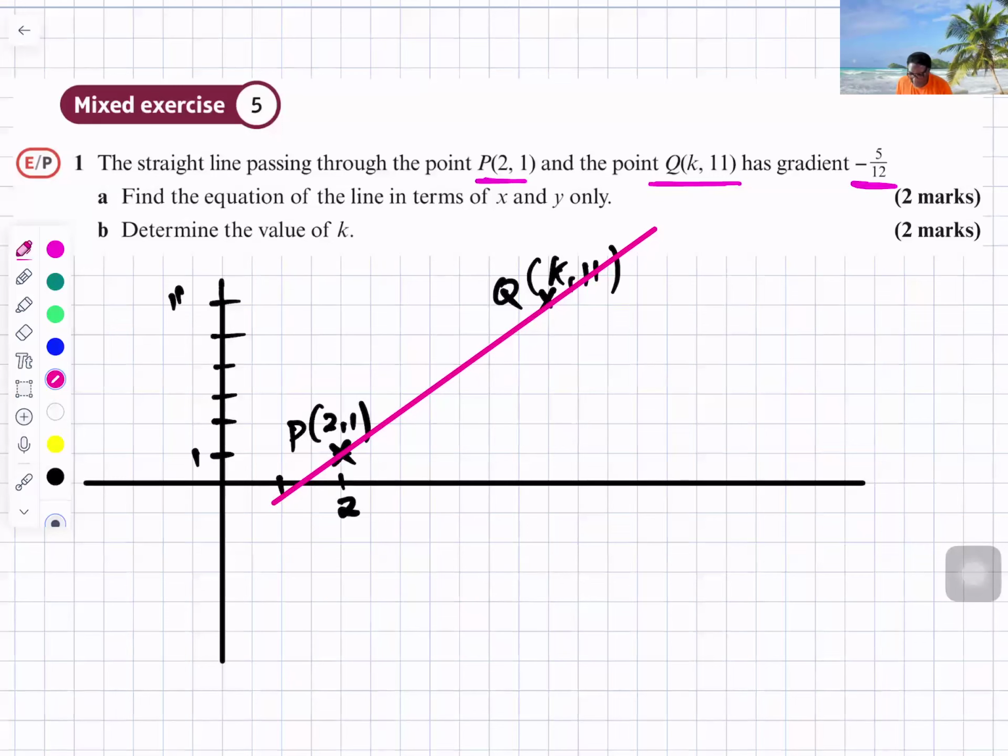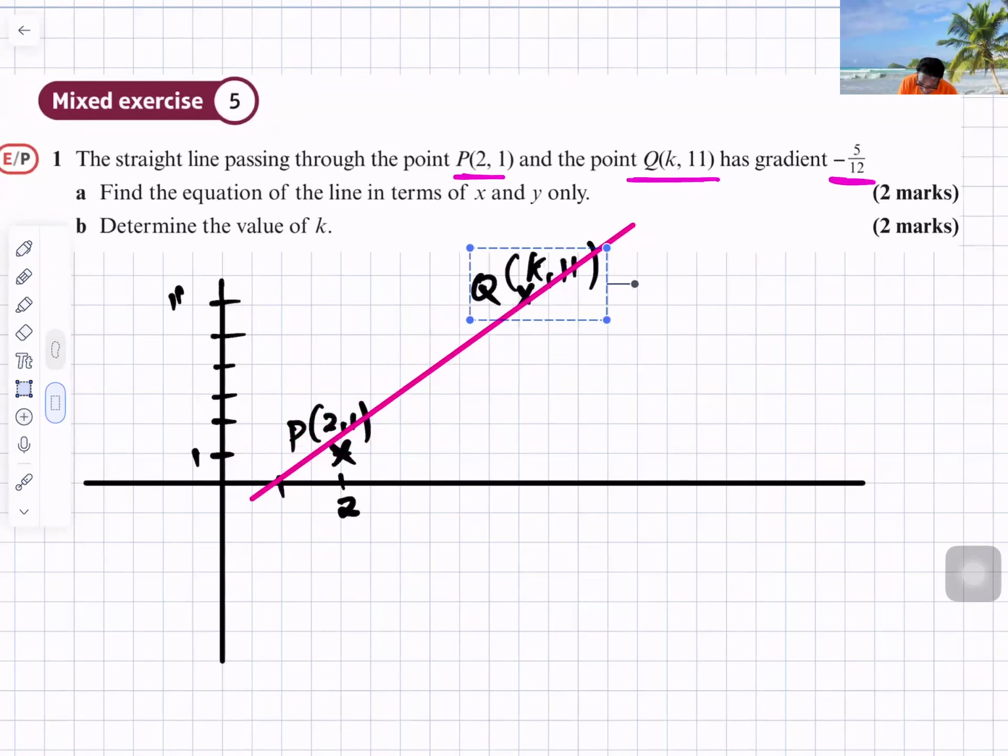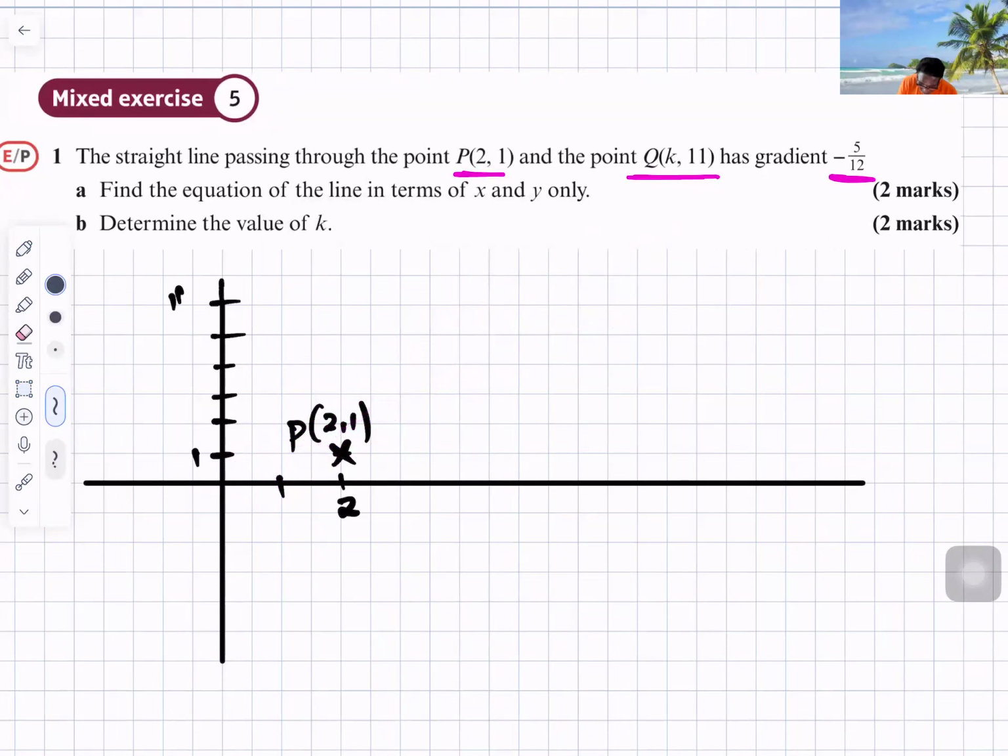But the gradient is negative, so the line is going down. We cannot do it going up because the gradient is negative. So we will put (k, 11) on the other side. Let me take that to another point because it will let me represent something realistic. It's just so that it develops your thinking.